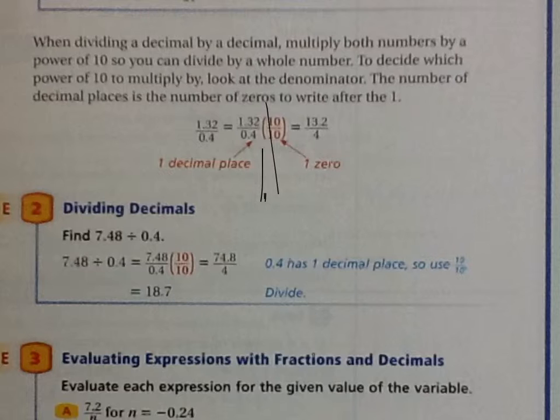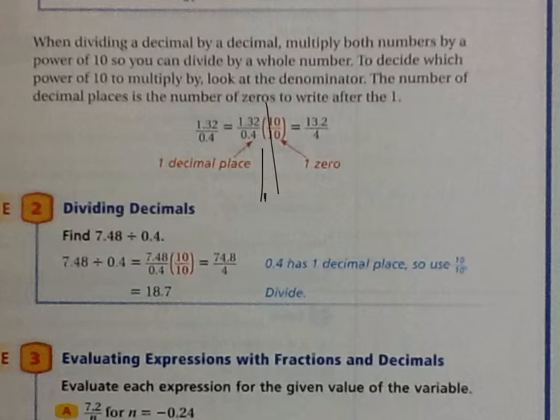When dividing a decimal by a decimal, you can multiply both of the numbers by a power of 10 so that you are able to get a divisor as a whole number. So you can divide by a whole number. To decide which power of 10 to multiply, you need to look at your denominator, and that's the number of decimal places that you will move.